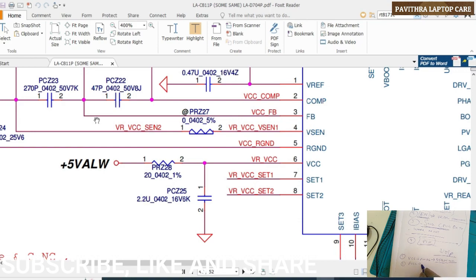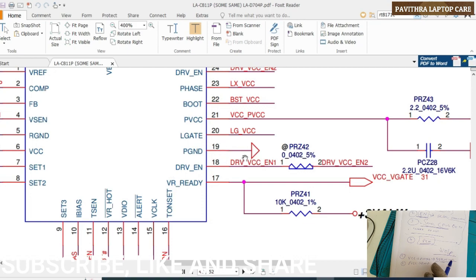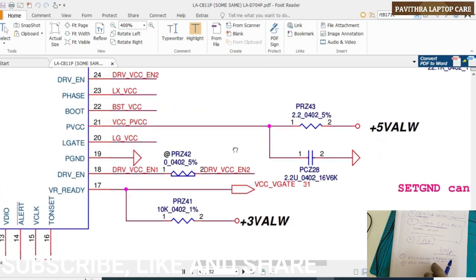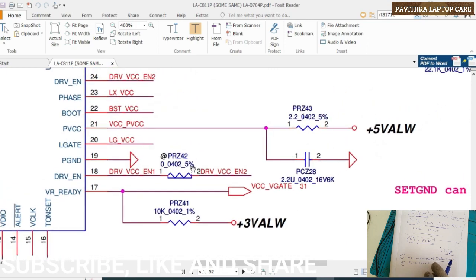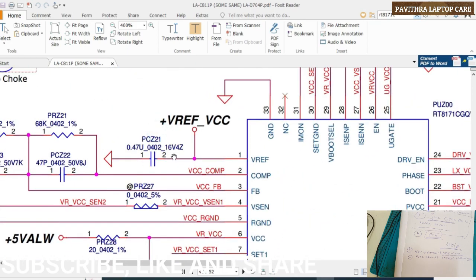Next, the PVCC pin, pin number 21. This also is 5 volts always, through 2.2 ohms with caps. Next, any input voltage.